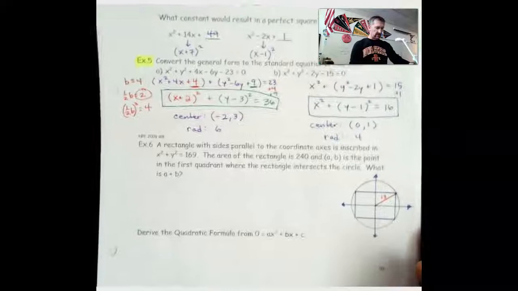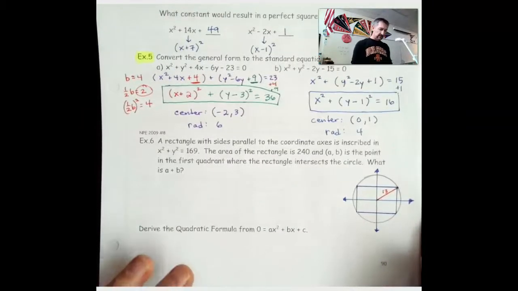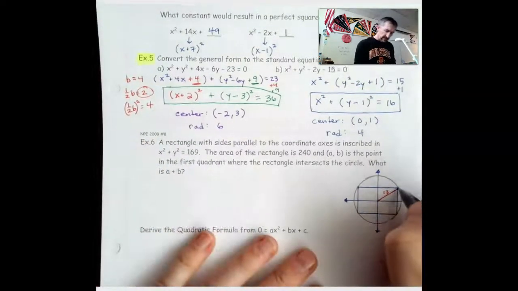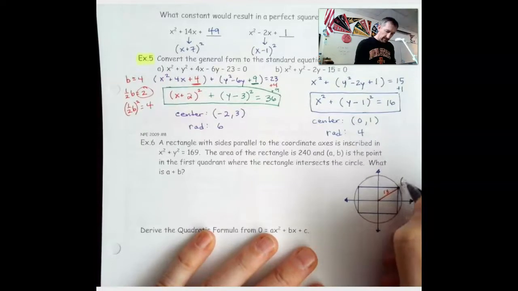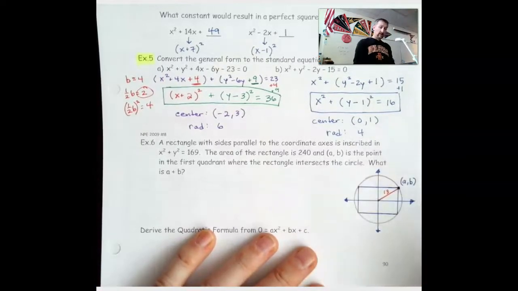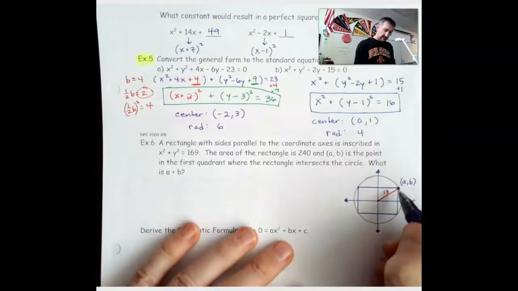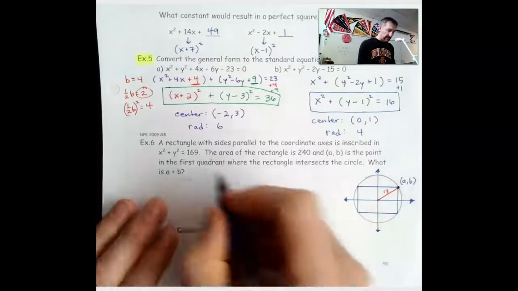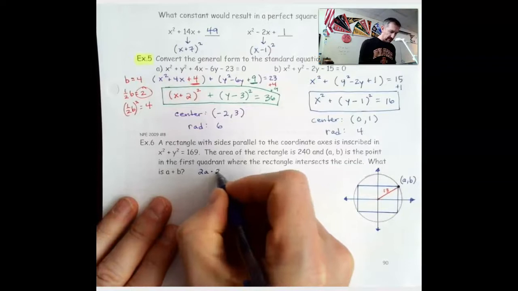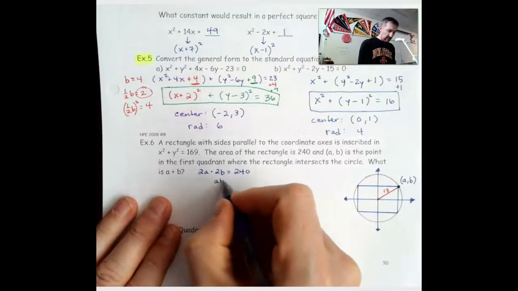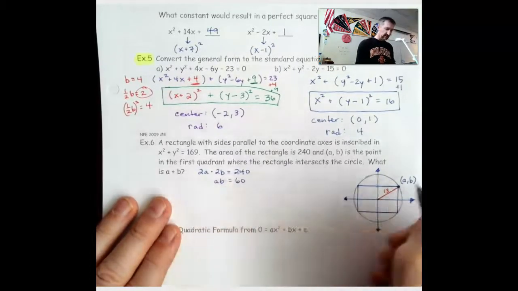Now, there's a couple different ways we could look at this. So one way we could look at this is, this point right here is AB. So if that's AB, this distance is A, then that means this is also going to be A. And so this side is 2A, and this side is 2B. So we would have 2A times 2B equals 240, or A times B and divide by 4. A times B is 60.